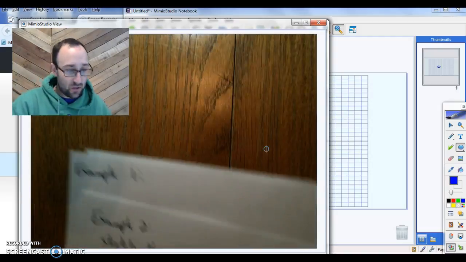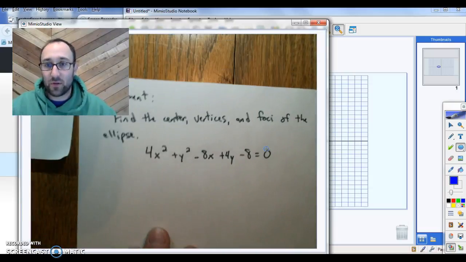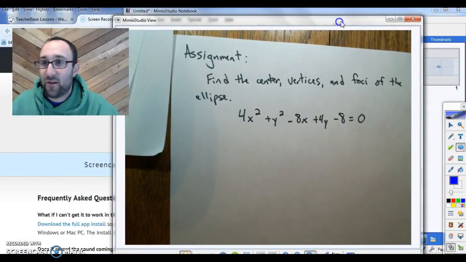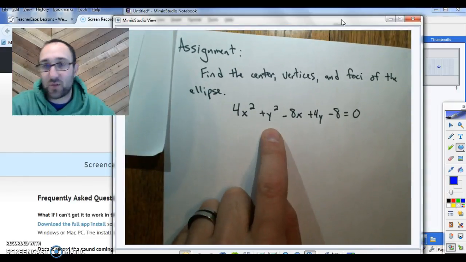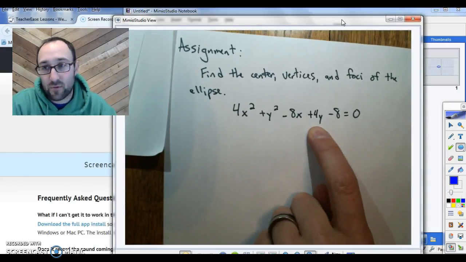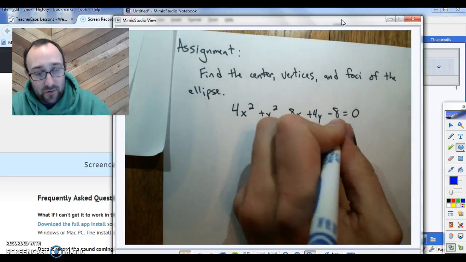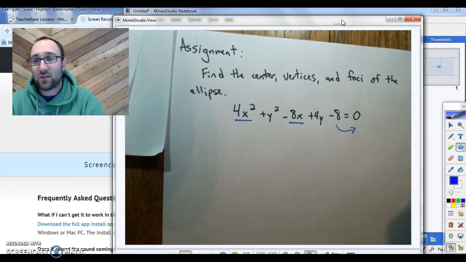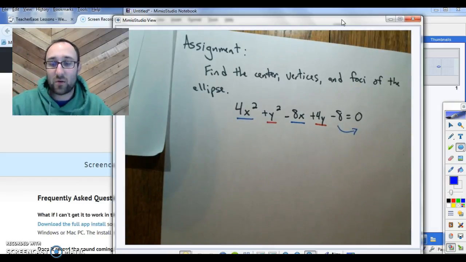And here is your assignment. Find the center. Oh, and you probably can't quite see that. Okay, let's move it back over this way so you can. There it is. Find the center, vertices, and foci of this ellipse. 4x squared plus y squared minus 8x plus 4y minus 8 equals 0. I would say add 8 over here first, and then get the x's together, and then get the y's together. Factor anything out you can, so that way they are just y squared or x squared.